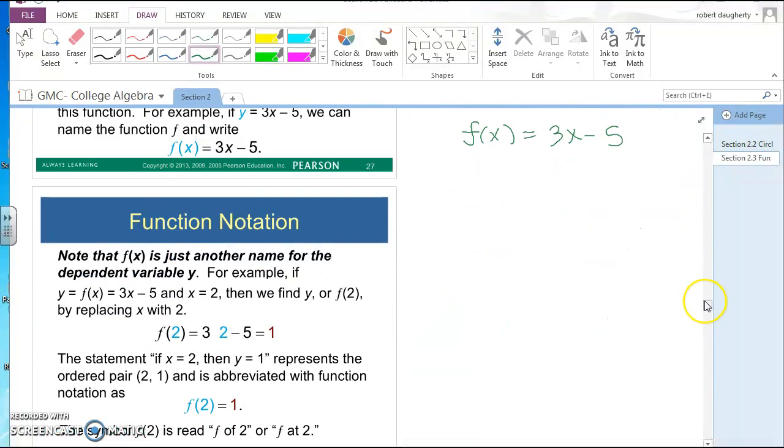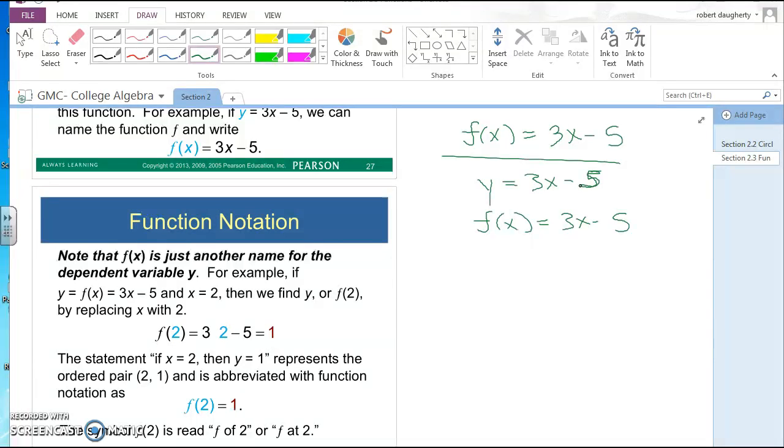Okay, so you should get very comfortable seeing something like, if I write y equal 3x minus 5, f of x equal 3x minus 5. Those really mean the same thing, okay? Y is 3x minus 5 is a line, and f of x equal 3x minus 5 is also that same line. So it's just a notation that we're using for that dependent variable y.